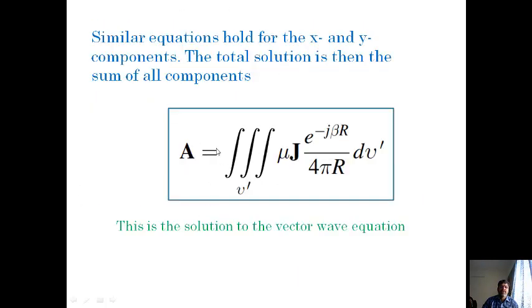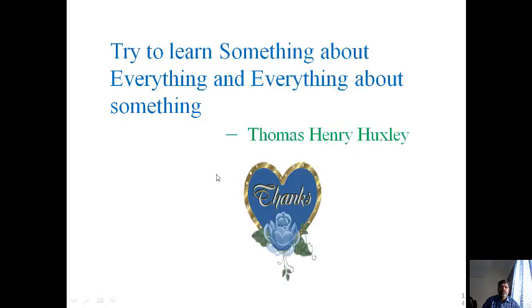This way you can write the general solution: A equals the volume integral of mu J e raised to minus j beta R by 4 pi R dv prime. This is the solution to the vector wave equation. And this vector wave equation is very important for the computation of electric and magnetic fields induced by the current density J, which flows on any radiating element.